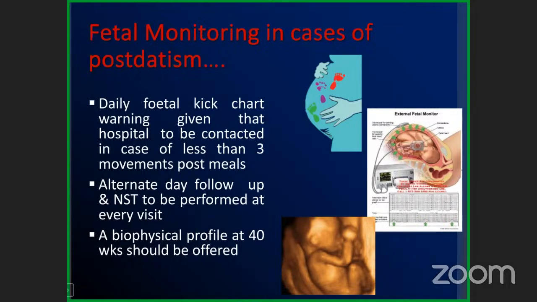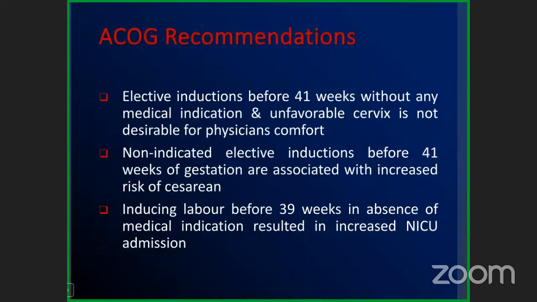We ask them to follow up every alternate day, and we do a non-stress test and a biophysical profile or a color Doppler at 40 weeks. That is what I ask all my patients if they go post-dated with an unfavorable cervix. If I have a favorable cervix, I may not get a color Doppler done. But with an unfavorable cervix, for me to decide to wait until 40.5 weeks, I would require a color Doppler. What are the recommendations?